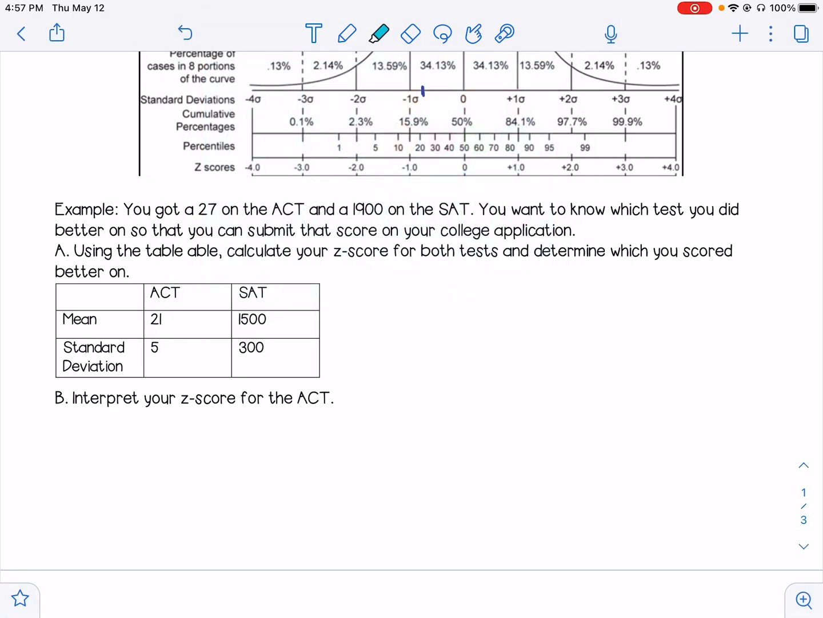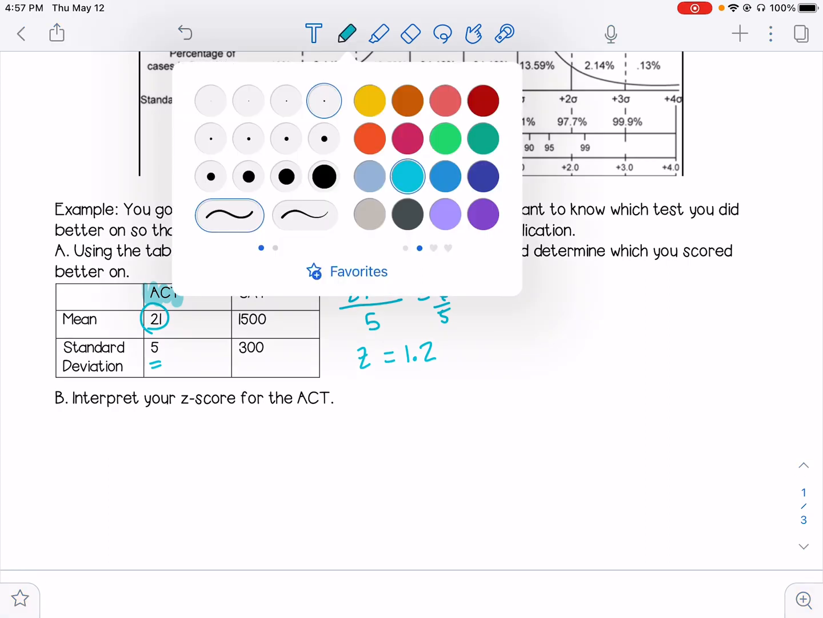So let's come here with the ACT. We're going to do your value, so 27 minus the mean over the actual standard deviation. That's how we go about doing this. Now 27 minus 21 is 6 over 5, which is exactly 1.2. So for the ACT, my z-score would be 1.2.